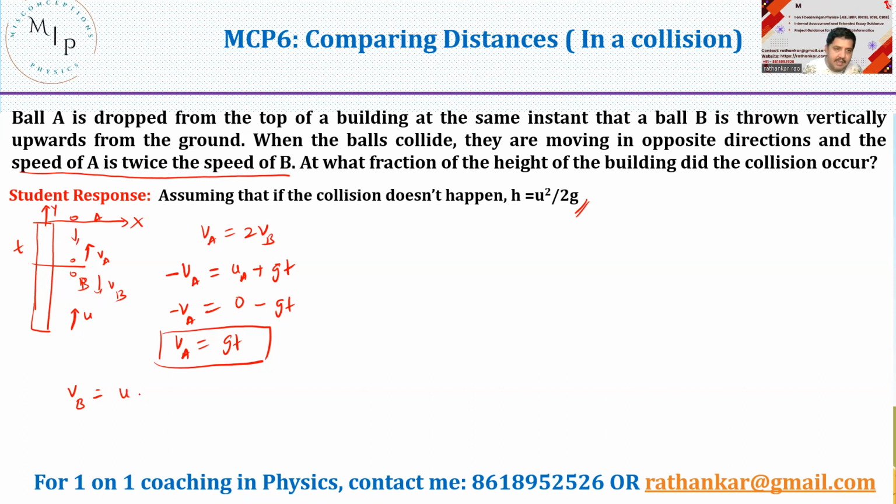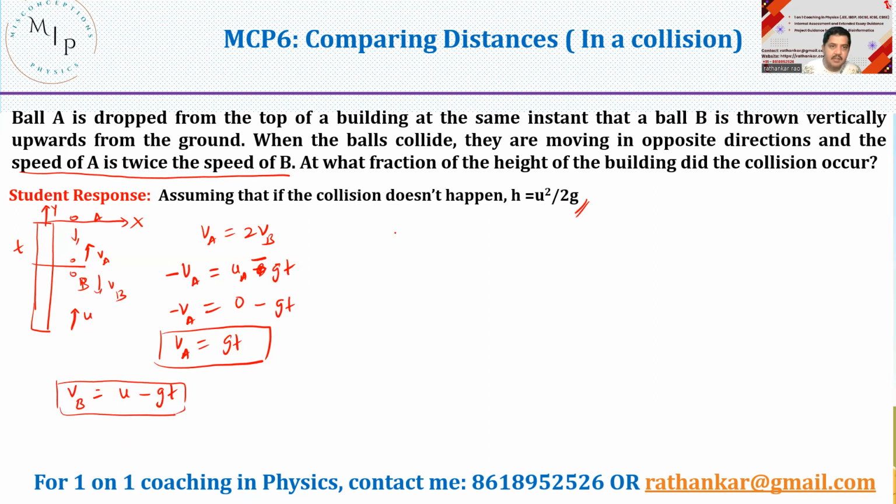So therefore, you can write u minus gt. Why minus gt? Because anything that is pulling downwards, this vector is always negative. Here also we put negative only. And this negative cancels, so you get this value as positive. So u minus gt. Now we have arrived at an expression for VB and VA.